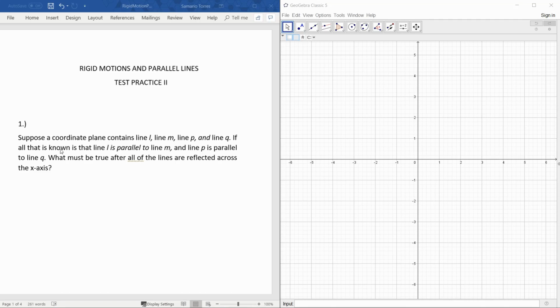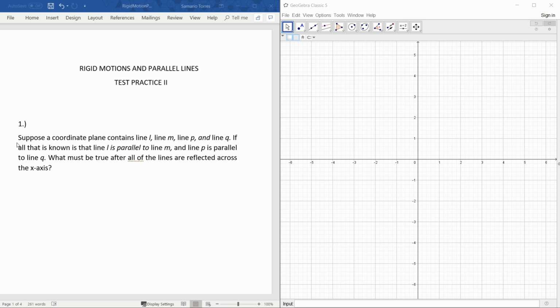So in this video, we're going to be looking at rigid motions and parallel lines, test practice 2. All right, so remember the first rigid motions assignment that we did was with the shapes. We were just moving the shapes around. Now we're going to be doing the same thing except with parallel lines. All right, so let's read this first question.